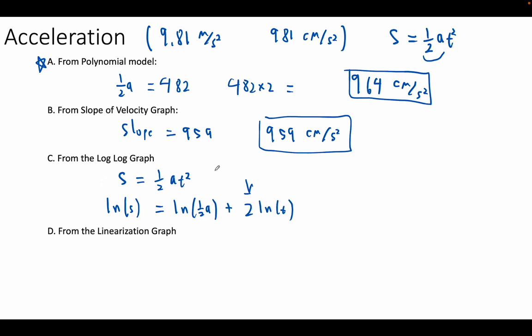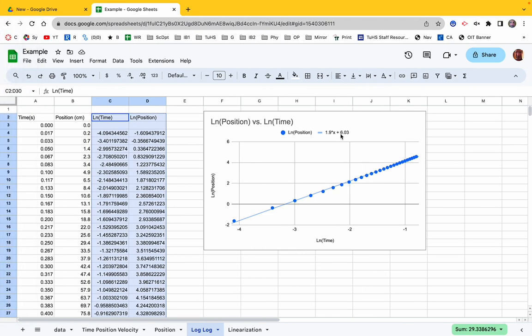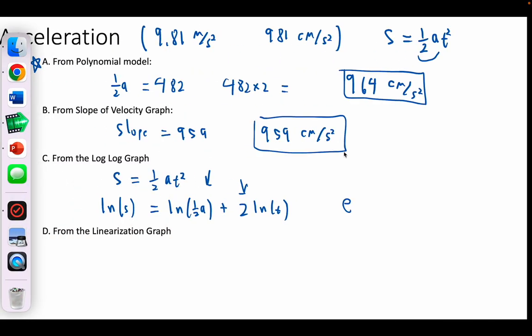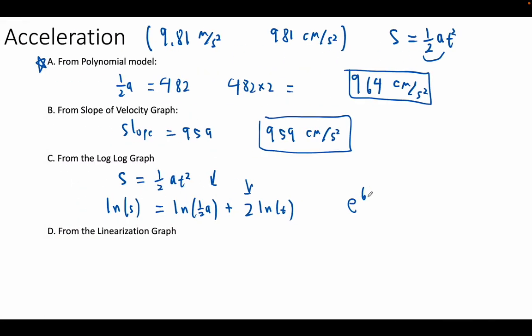But here's the cool thing: the y-intercept is the natural log of 1/2 a. So if we go e to the y-intercept, what's our y-intercept? Our y-intercept is 6.03. So e to the 6.03 should be 1/2 a. And this one's, by the way, off, but let's do it anyway. If I go e to the 6.03, I get 415.71.